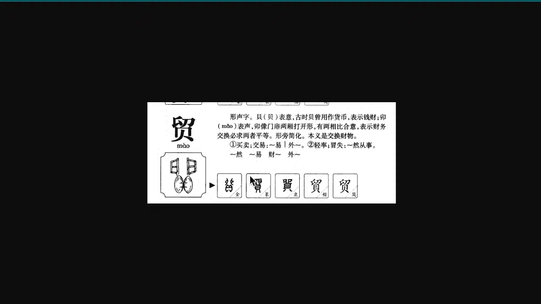And the 毛 on the top originally means a double door. The double door has to be symmetrical, the same size, the same height, right? And so this indicates that in a trade, it's an equal value exchange. Okay, so this is 贸.